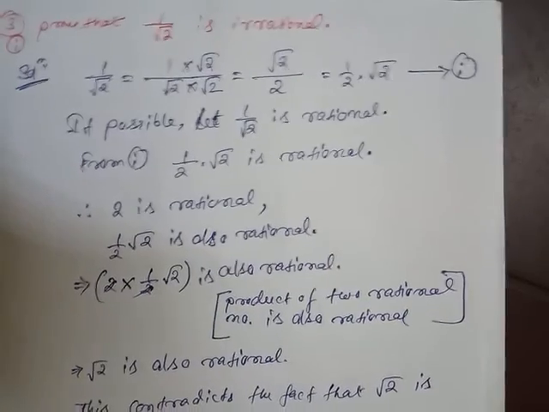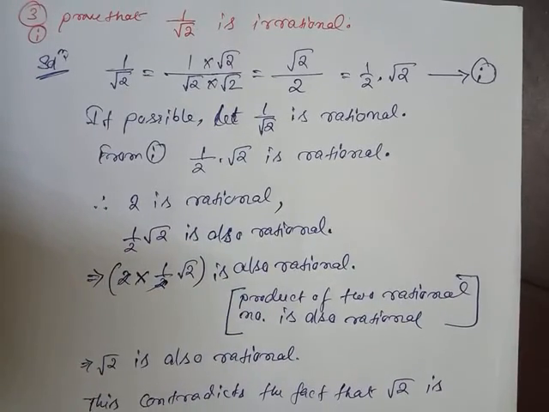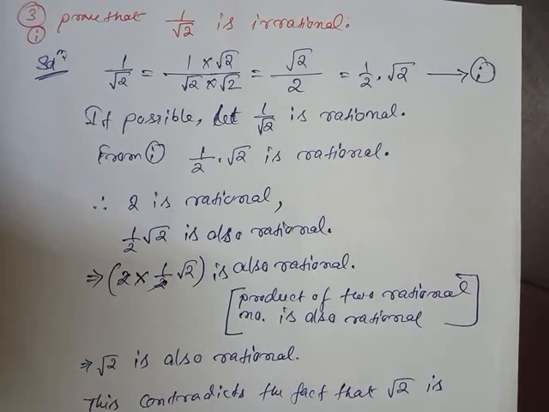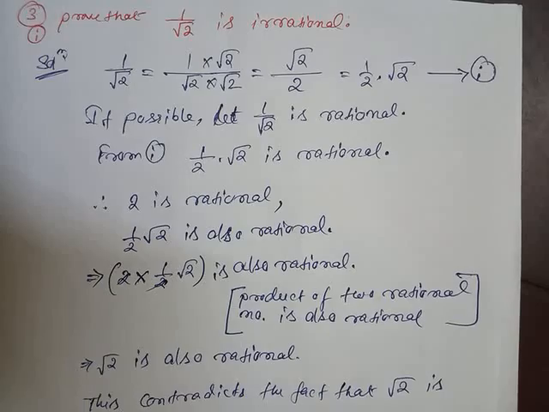So student, this is the second proof in this video, and both the proofs, one is 3 plus 2 root 5 and the next one is 1 by root 2, we have done by the method of contradiction. I hope you understand. Thank you.